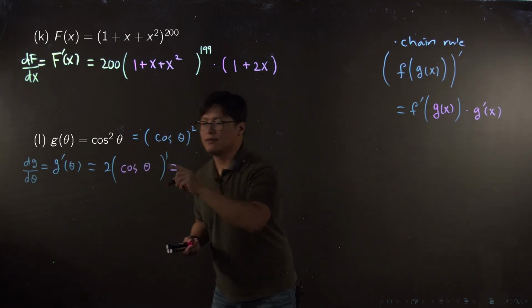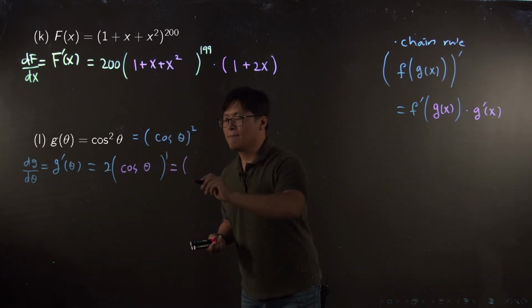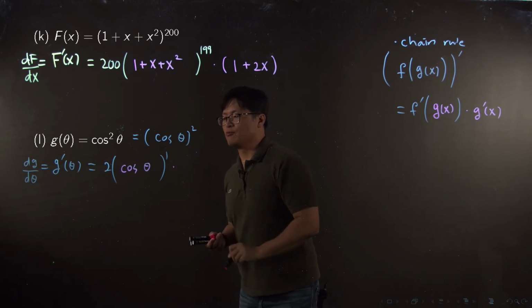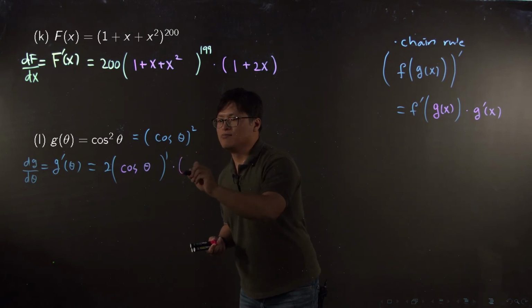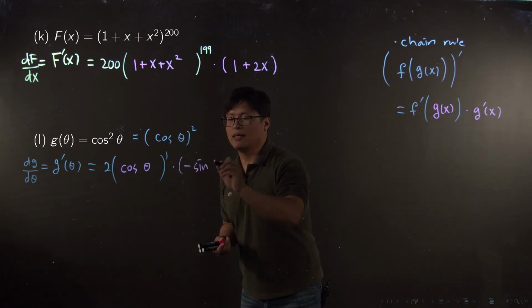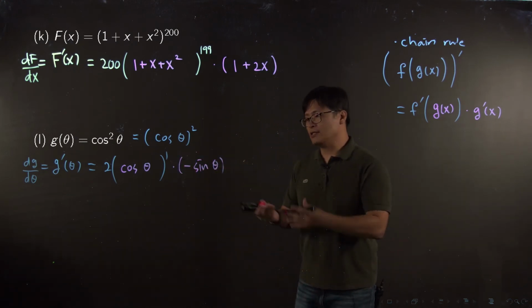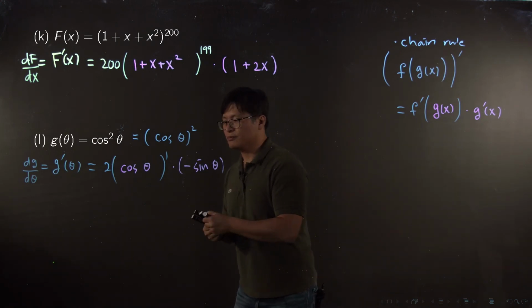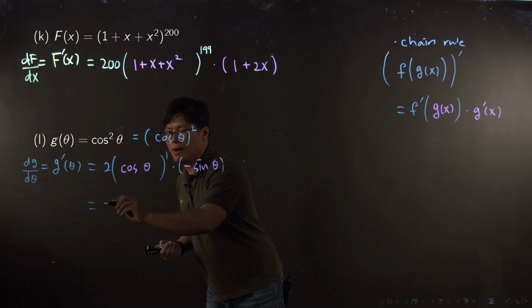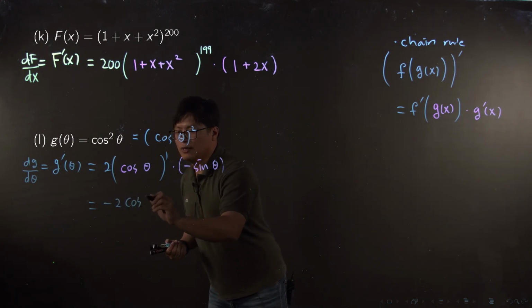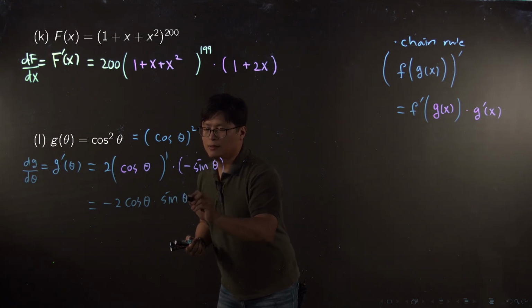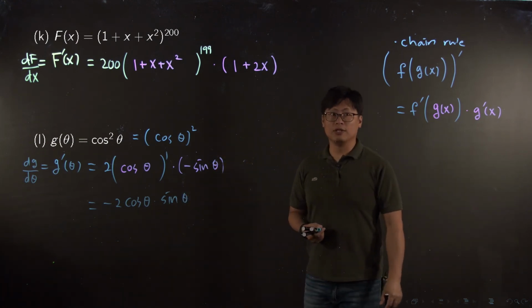And what is cosine theta prime? That is, okay, I'm sorry, not equal. Then we're going to multiply by your t-shirts function prime. Cosine theta prime is minus sine theta. You have to remember this one. So that's it. This is your g prime. Or if you want me to simplify, it can be written as minus 2 cosine theta times sine theta. That's it. Is it okay? This is chain rule.